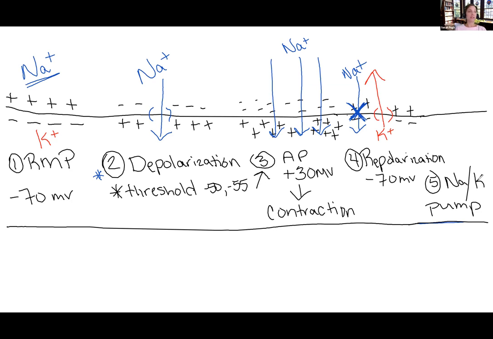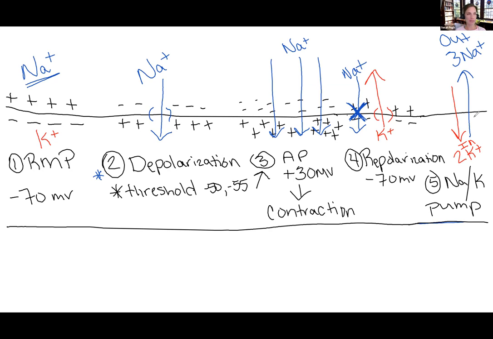It uses energy. It uses ATP, and it pumps 3 sodiums out of the cell, and it pumps 2 potassiums in to the cell, right? That's its job. So this is active transport. It's using ATP, pumping 3 sodiums out and 2 potassiums in.